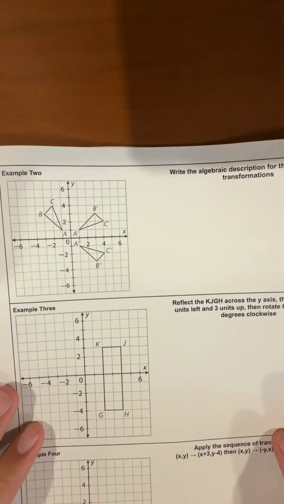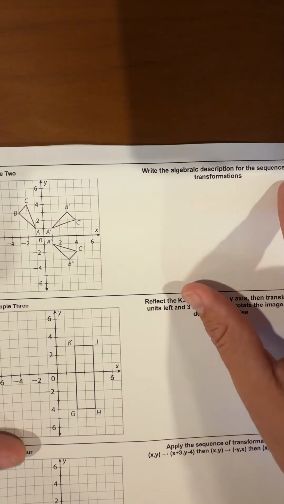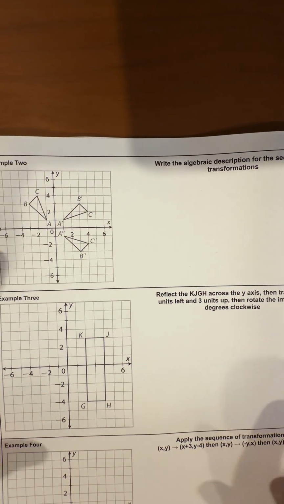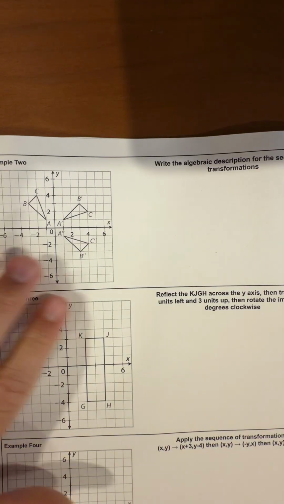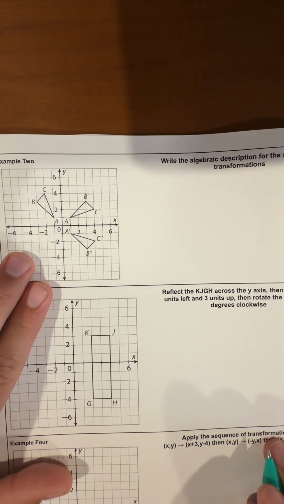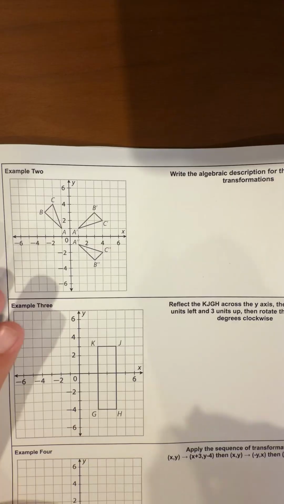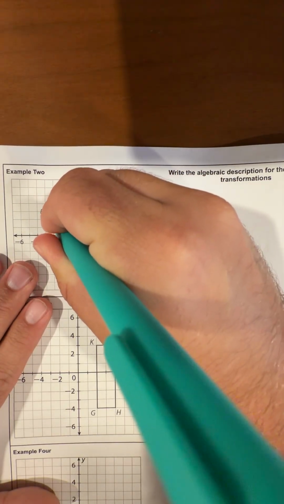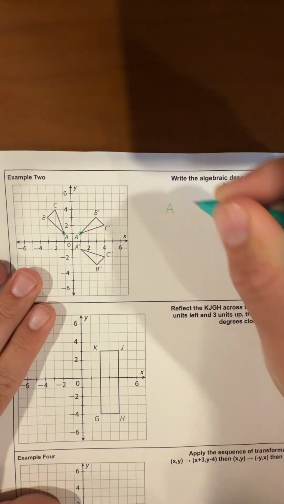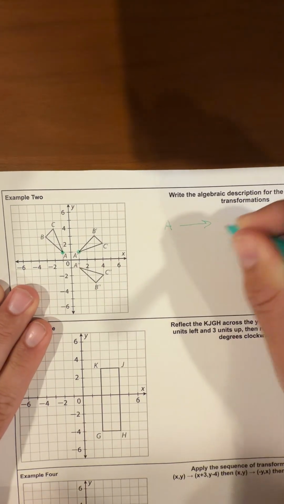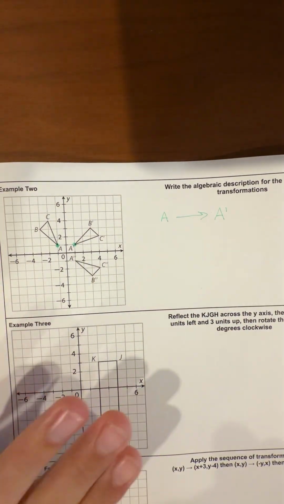We've got example 2 here. So they want us to write the algebraic description for the sequence of transformations. So we're going to look at the first figure. I'm just going to pick one point to start with, a reference point. So let's start with point A to A prime. From A to A prime, what happens?